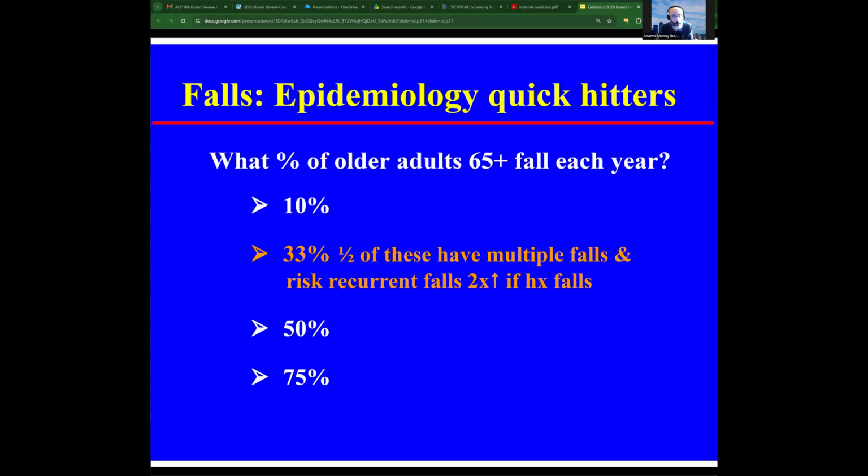It's why fall screening is one of the single most helpful things we can do for our older patients. Because when we can identify factors that we can do to reduce those falls, we can really change their morbidity and mortality.